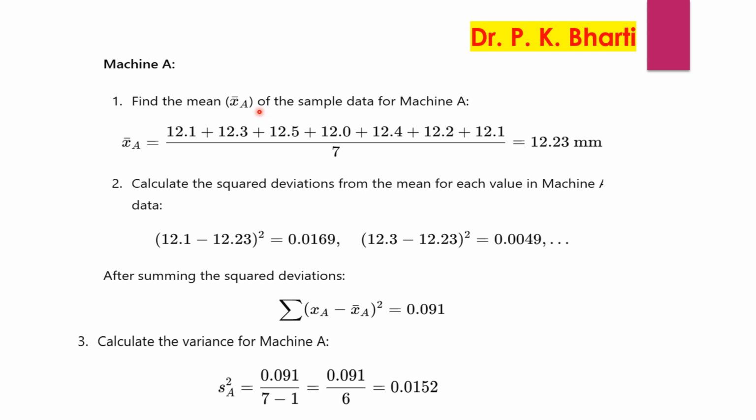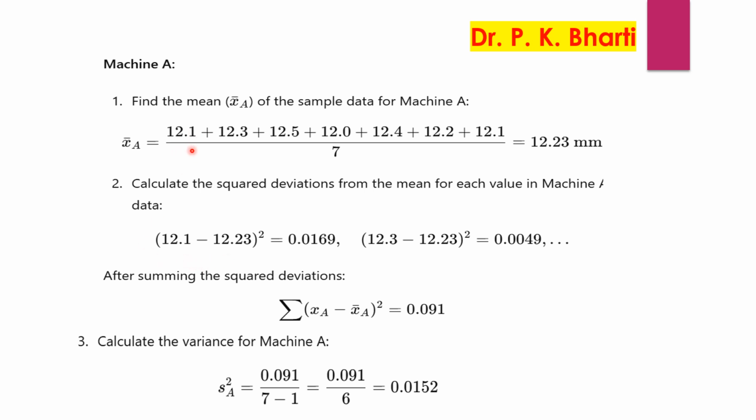To find the mean value, that is x bar or xa bar of the sample data for machine A, we have added all the values and divided it by 7. It comes as 12.23. To calculate variance, we can apply the relation summation x minus x bar whole square upon n minus 1. So here we can calculate the value for each difference.